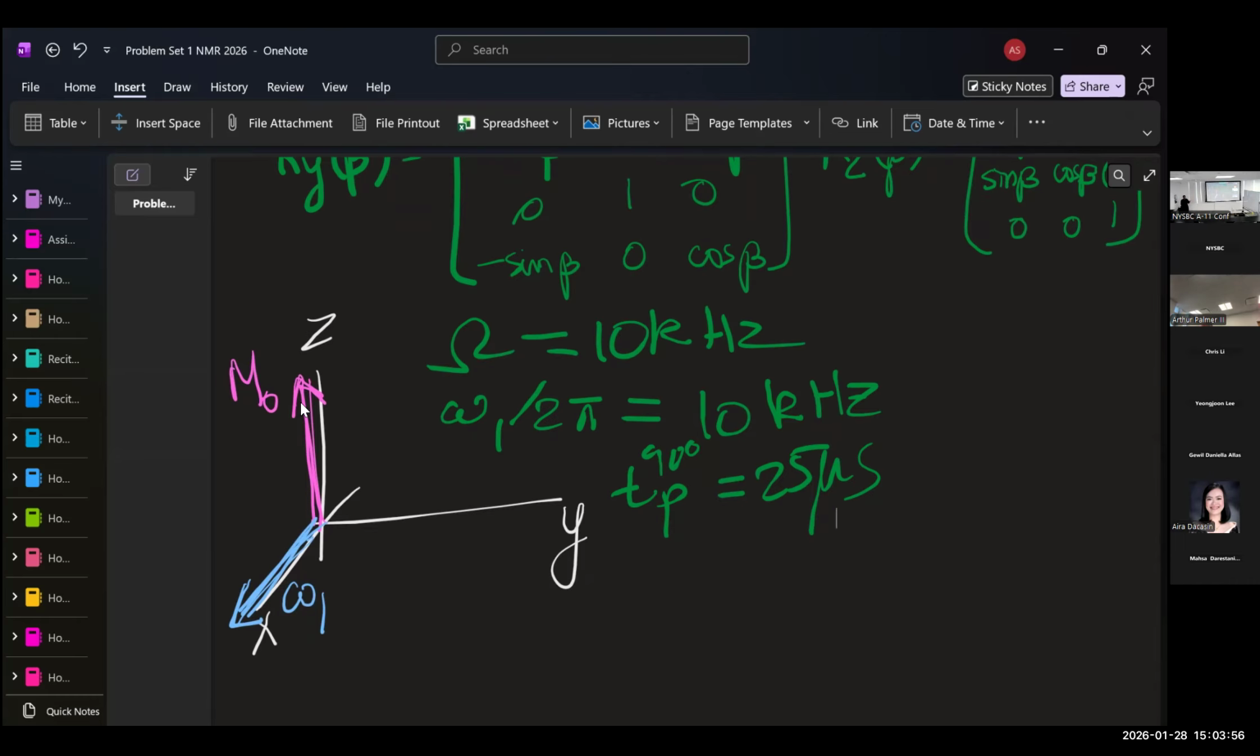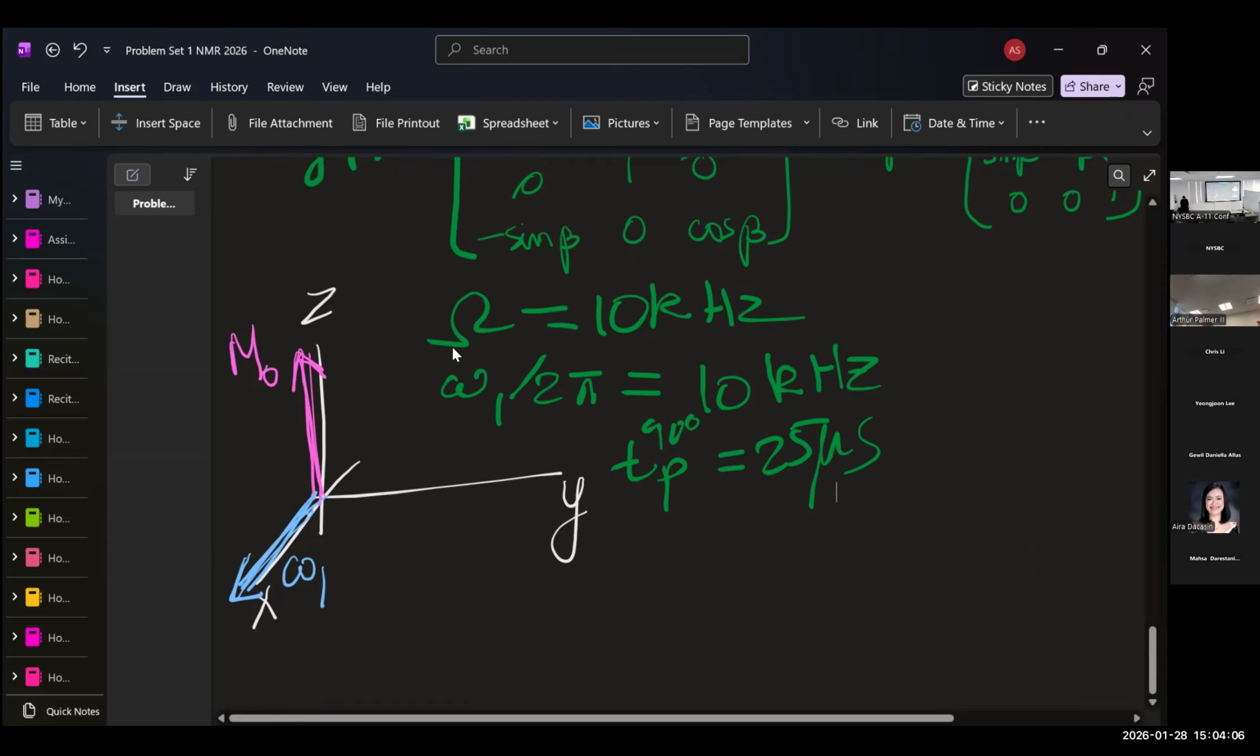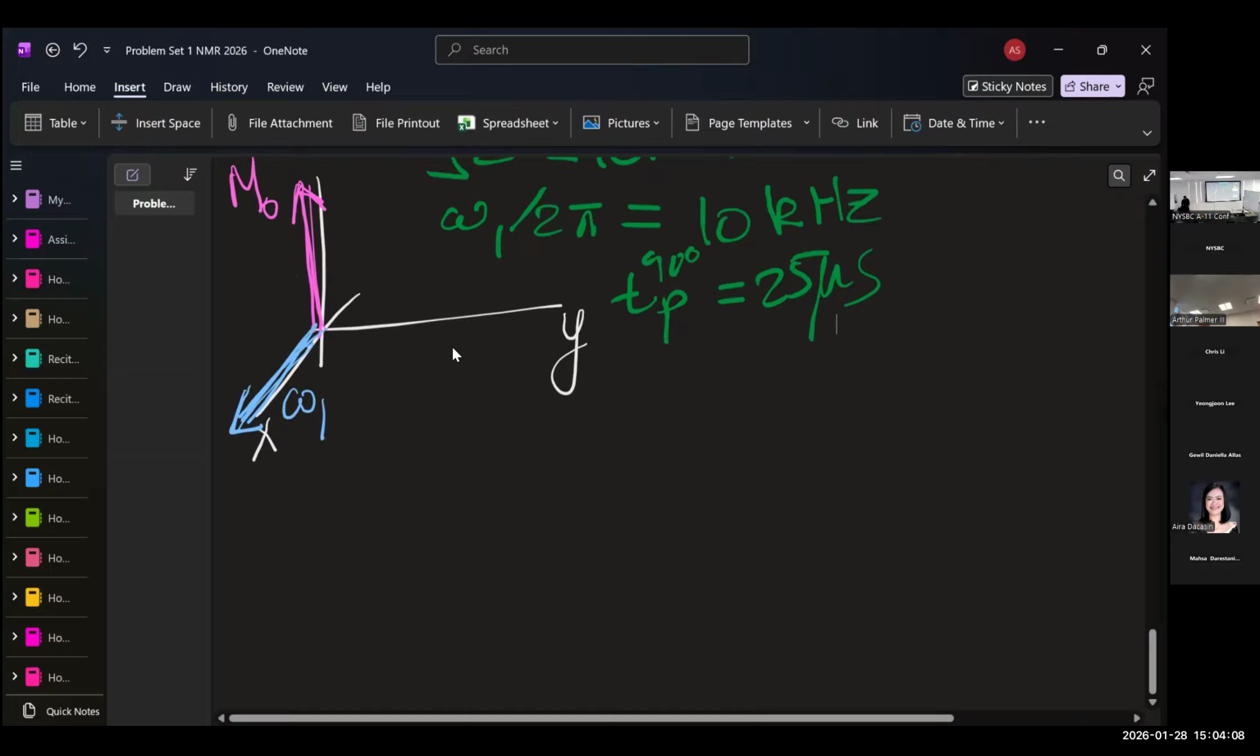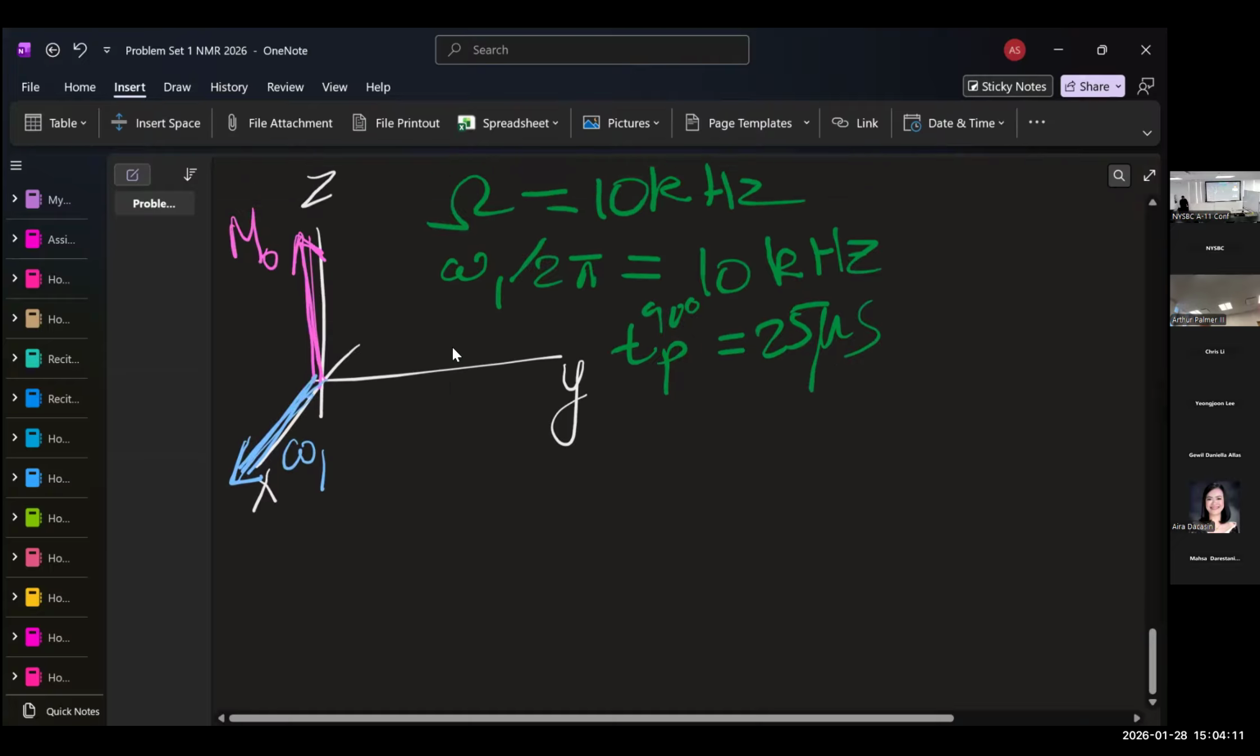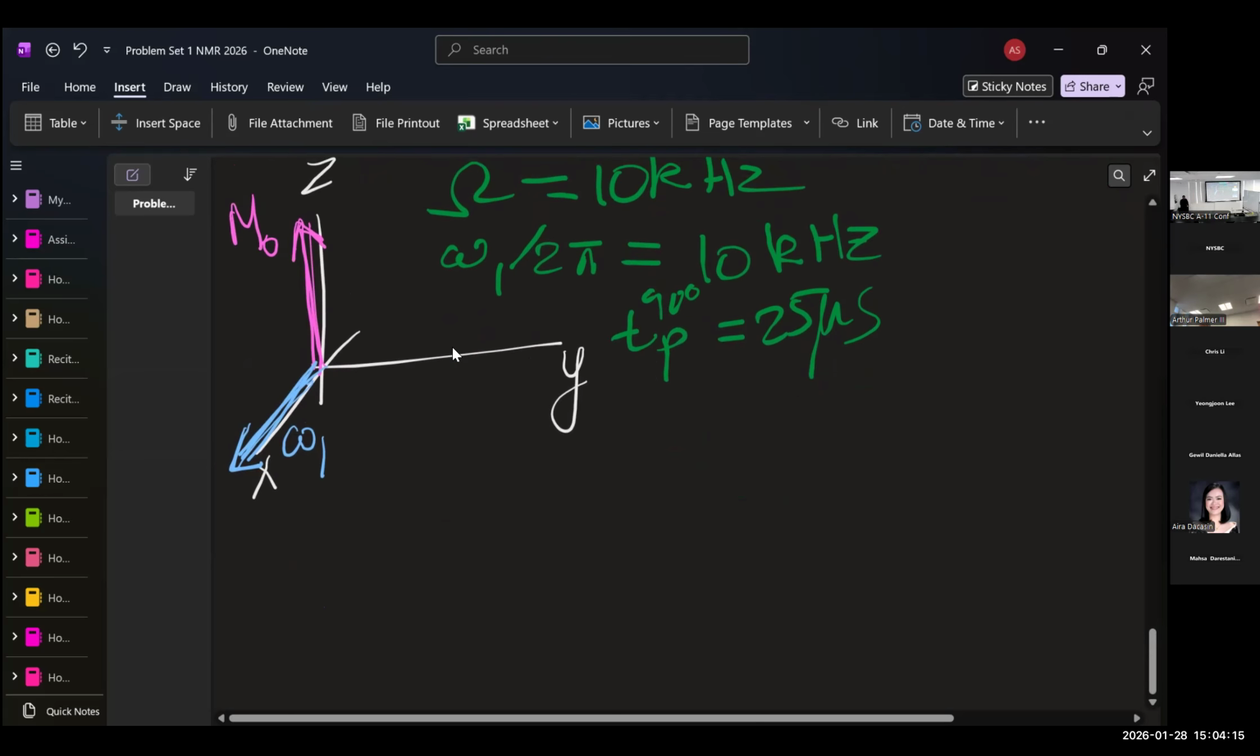Relative to 1 being the amplitude for a perfect 90-degree pulse, and relative to minus y being the phase for a perfect 90-degree pulse, what is the amplitude and phase for a magnetization that has an offset of 10 kilohertz? This is what this question is asking. All right. The first thing we need to do is find out what the effective field is and how it's aligned in this coordinate system that I've drawn.